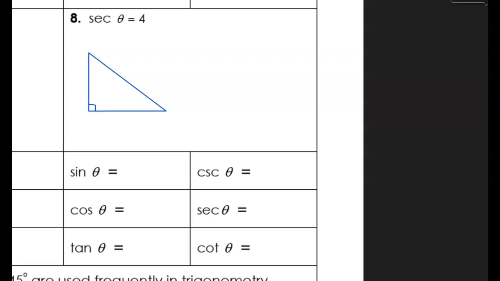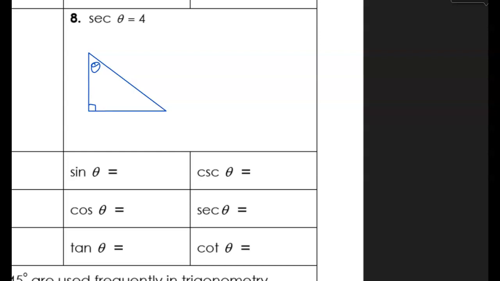So I'm going to put it here, but I could also put it down in this bottom angle as well. But you cannot ever put it on the right angle. Your theta is never that right angle.